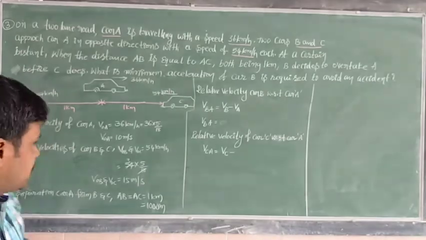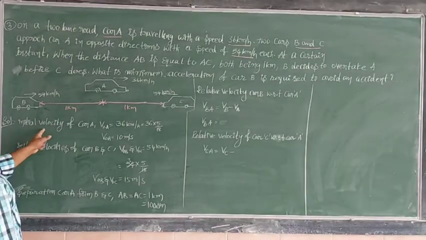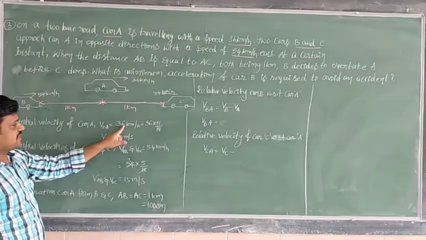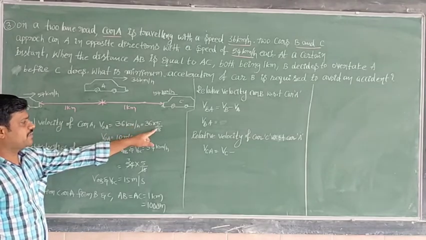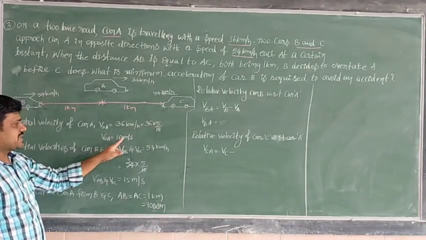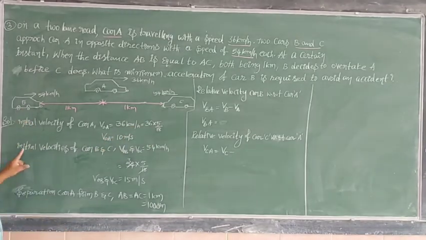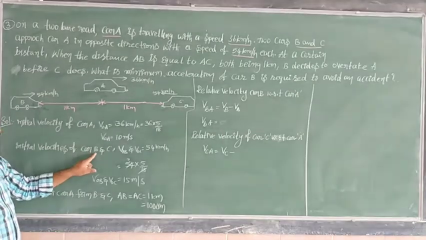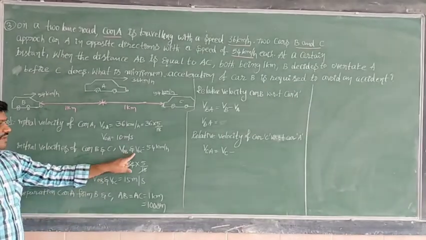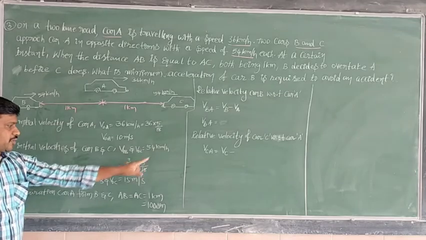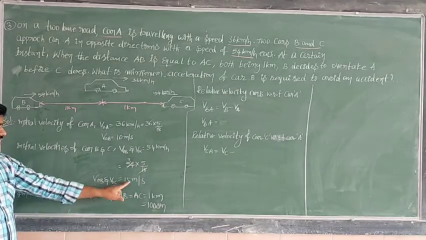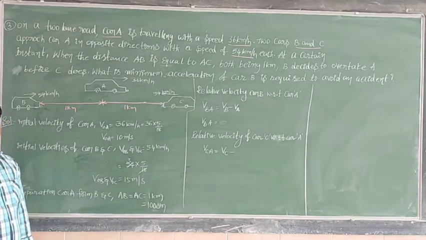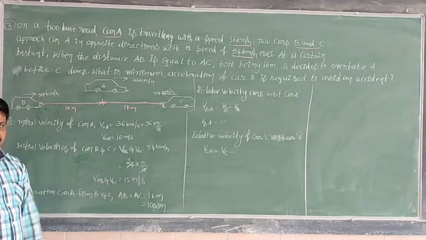Now this is the question. From this, you just see here, the initial velocity of car A is nothing but 36 km per hour. After converting to meters per second, that is 10. Next, the initial velocities of car B and C, V naught B and V naught C, are 54 km per hour. After converting into meters per second, that is 15 meters per second.